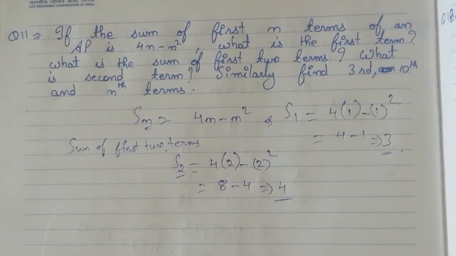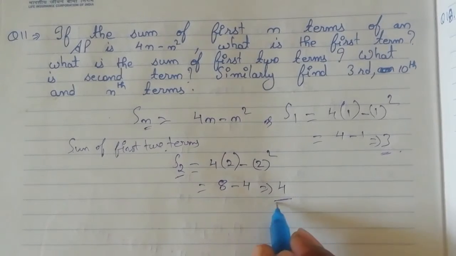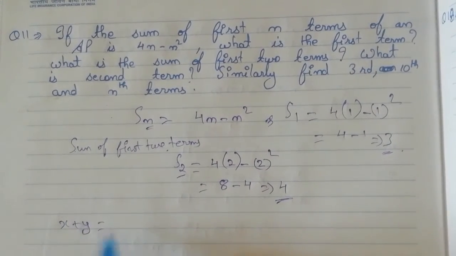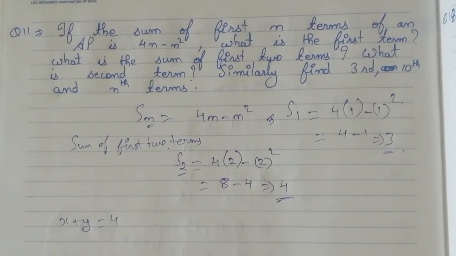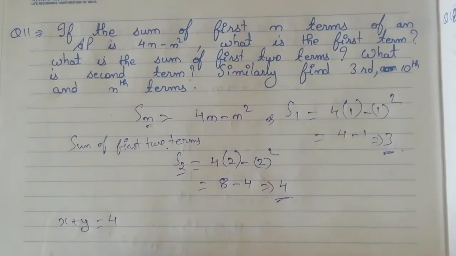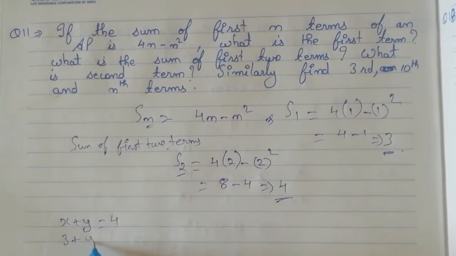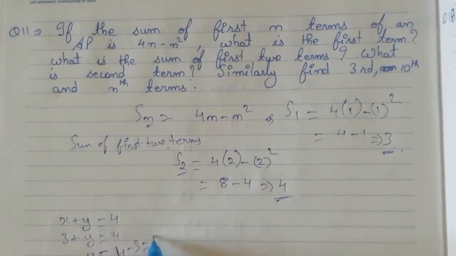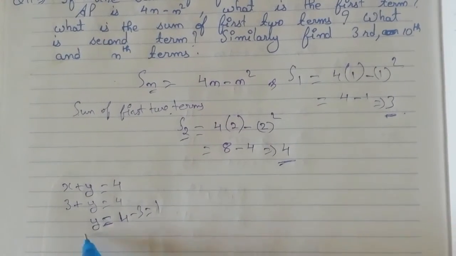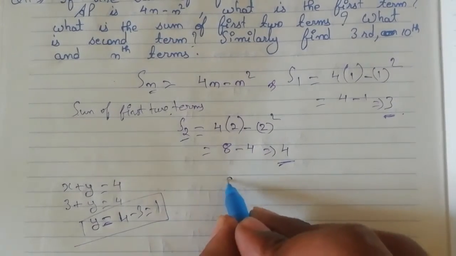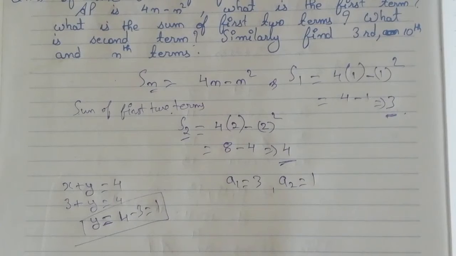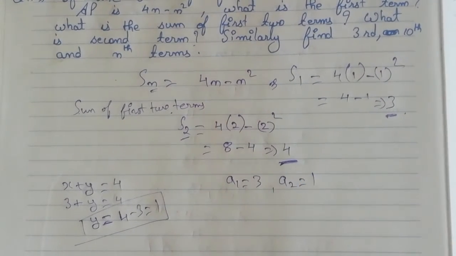Just catch my wording: we have the sum of two terms, meaning let the first term be x and the second term be y. So we have x plus y is equal to 4, and we know that the first term is 3. So here we have 3 plus y is equal to 4. It means the second term is nothing but 1, as 4 minus 3 is equal to 1. So a1 is equal to 3 and a2 is equal to 1, because it is the sum of two terms.